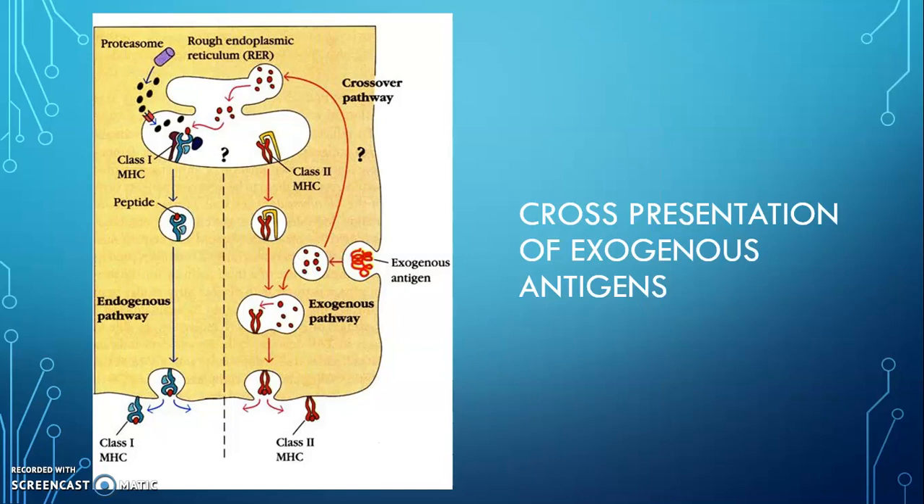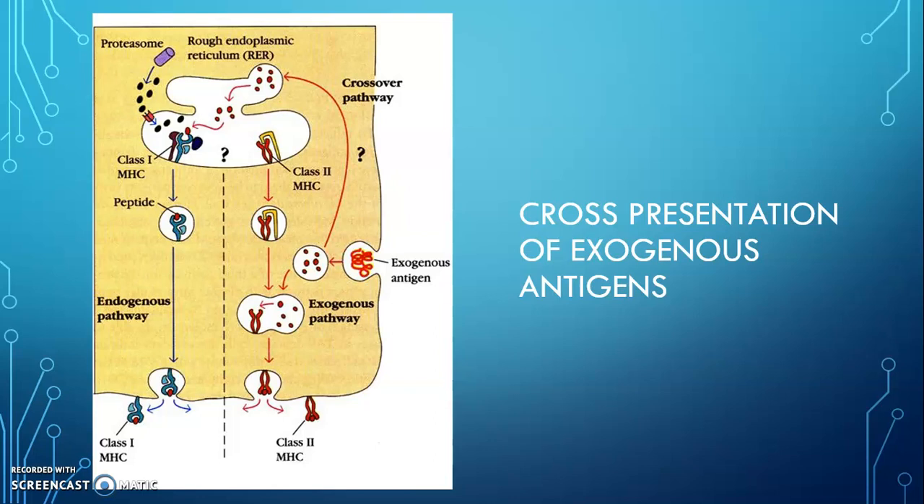So now we have cross-presentation of exogenous antigens. Antigen-presenting cells will divert antigens obtained by endocytosis, which we previously stated was exogenous antigens. So endocytosis is exogenous antigens. So these antigens will divert to a pathway that leads to class 1 MHC loading and peptide presentation to cytotoxic T cells. So this will be like the endogenous pathway. So you are crossing over both pathways.